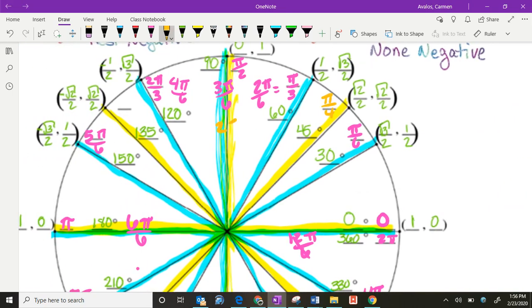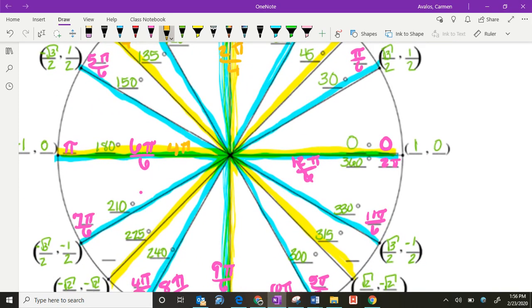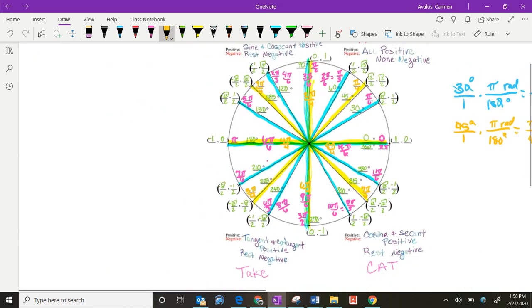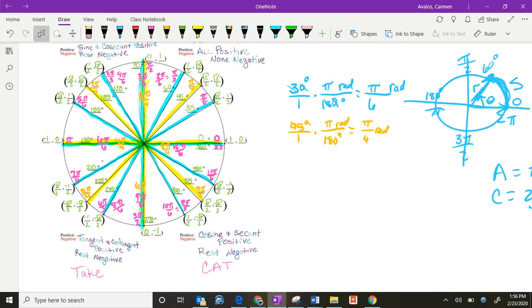So this is pi over 4, 2 pi over 4, which is pi over 2, 3 pi over 4, 4 pi over 4, 5 pi over 4, 6 pi over 4, 7 pi over 4, and this one here is going to be 8 pi over 4, which ends up being 2 pi. So that's how you convert to radians.